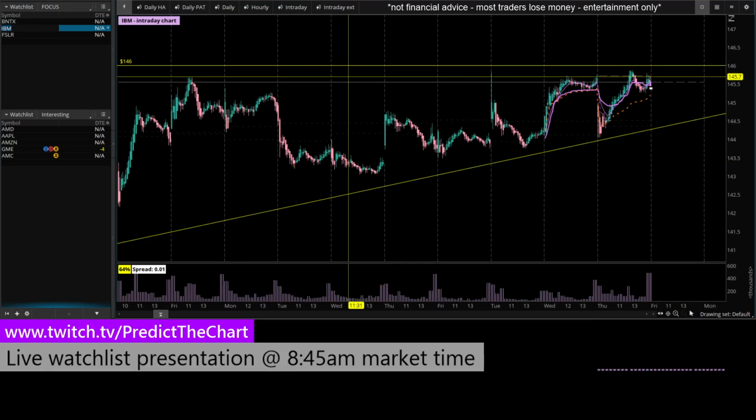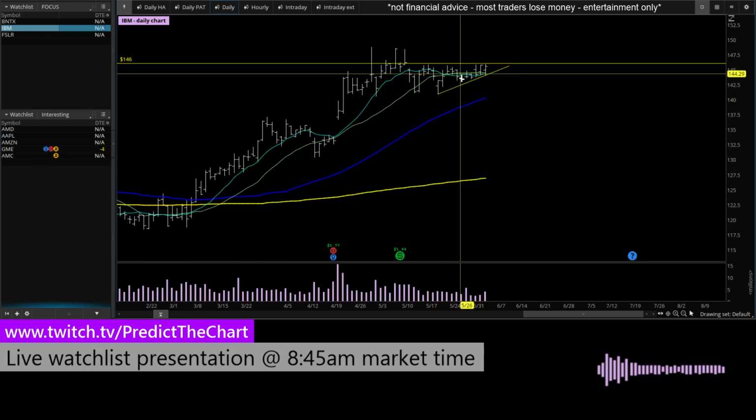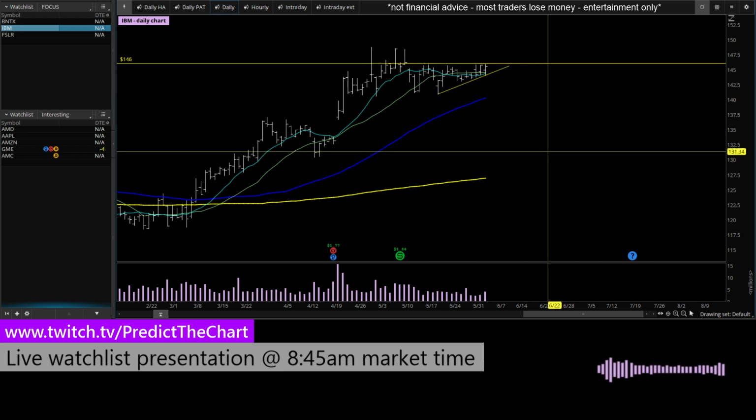IBM. Let's go to a daily. Okay, this thing's forming an ascending triangle right up against this 146 area.